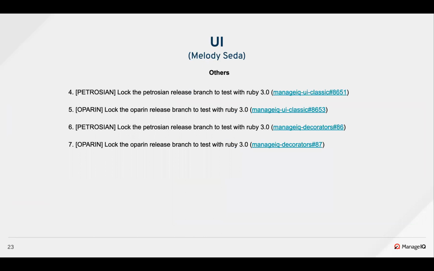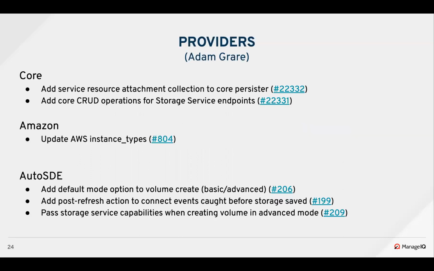And finally, as Jason said, Joe locked the Petrosian and Oparum release branches so that they test only with Ruby 3.0 in both the UI Classic repo as well as the Decorators repo. So that's 4 additional PRs to our account. And that's it on the UI side. On to Adam. Thank you.